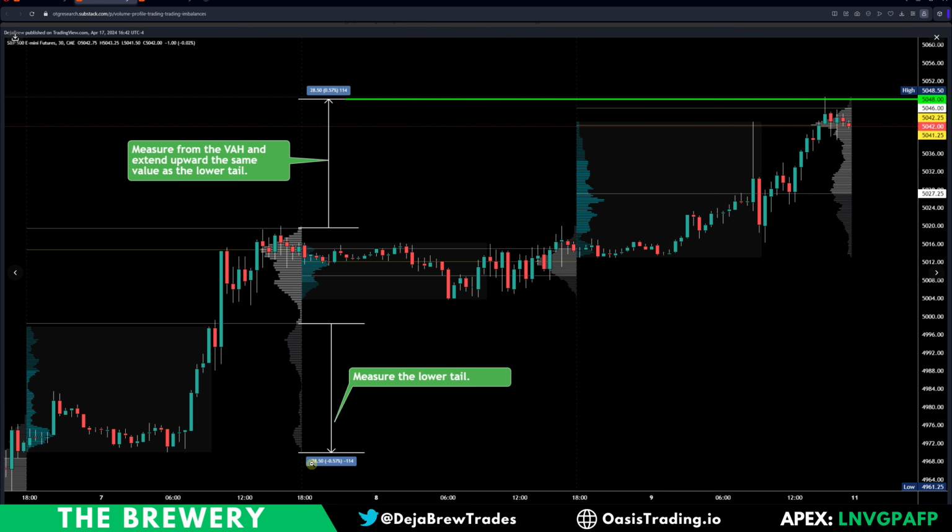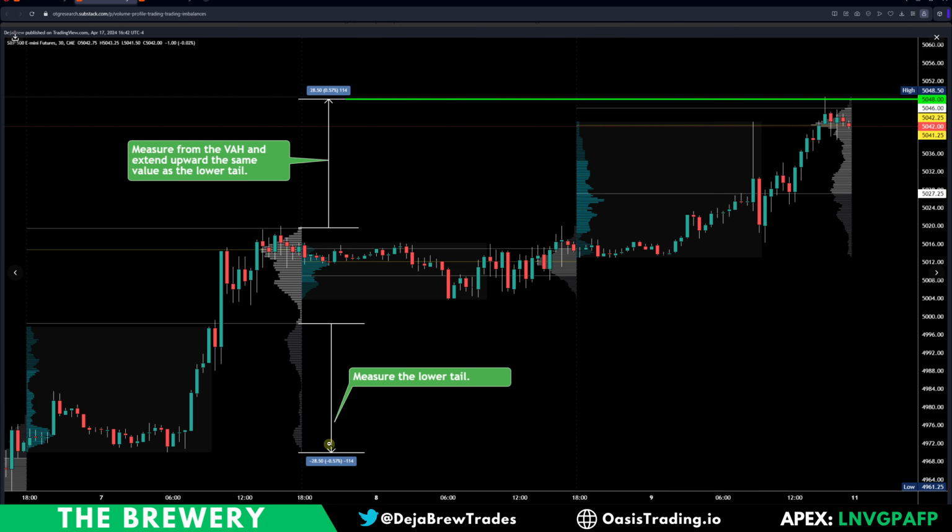In this example, it's around 28 points. We can take that same measurement from the value area high. So how to measure the lower tail, let me cover that really quickly. You take the value area low to the low of day. That is the lower tail. And in this case, the value area high to the high of day would be the upper tail. We do not have an upper tail. The value area high is the high of day.